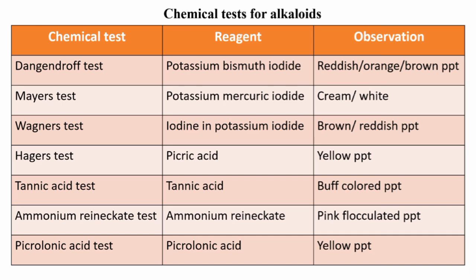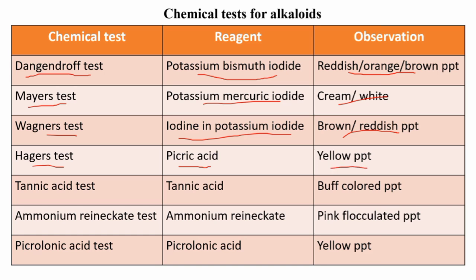Now, the first one is Dragendorff's test. Dragendorff's reagent is potassium bismuth iodide. Right? And the observation is reddish, orange or brown precipitate. Mayer's test. Mayer's is what? Potassium mercuric iodide. It gives a cream or white color. Wagner's test. Wagner's is I2 in KI, which means iodine in potassium iodide. It is a brownish to reddish precipitate. Hager's test. Picric acid is the reagent. Right? Whenever picric acid comes, the color is always yellow precipitate.